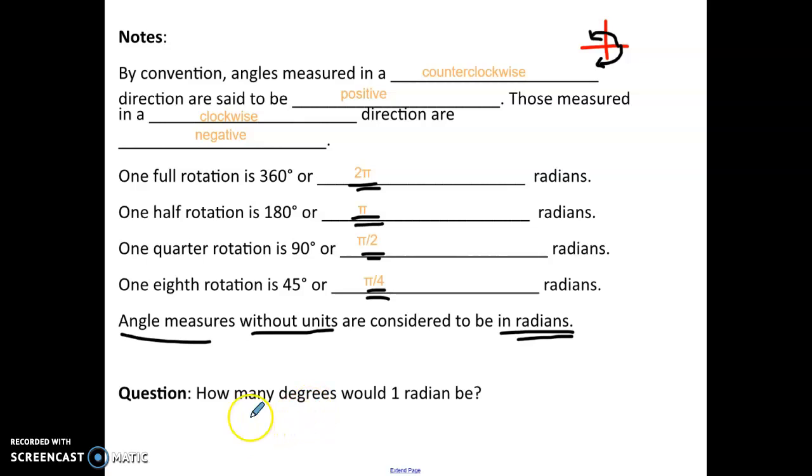So how many degrees would 1 radian be? Well, we already said that if you take 360 degrees and you divide it by 2 pi radians, that would give us 57.3 degrees approximately. So 1 radian is approximately 57.3 degrees.